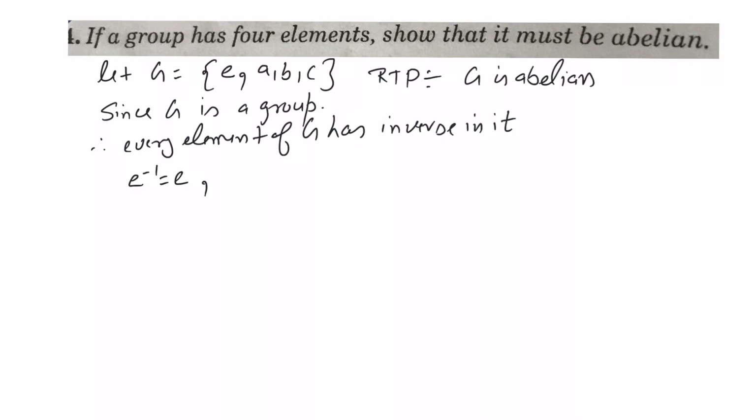E inverse is E itself. Let us say that element A inverse is equal to A, because pairing of 2 is possible. Here you see C inverse could be B, B inverse could be C, so A will be the element whose inverse will be A itself. So B inverse could be B, C inverse could be C. So this is the possibility that A inverse will be A.